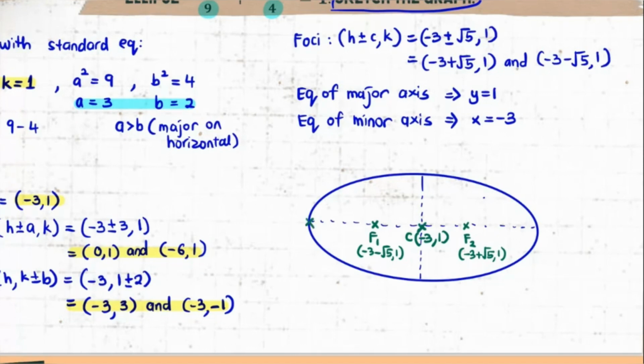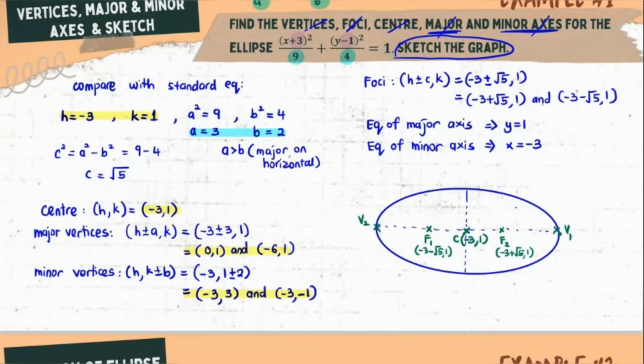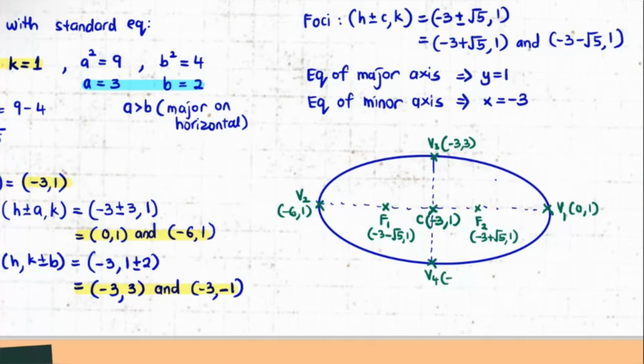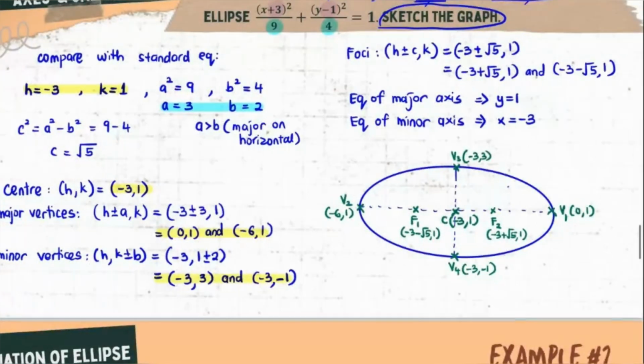And then kita ada major vertices yang saya akan label sebagai V1 and V2. Tak kisah pun mana-mana, V1 belah kanan ke, V2 belah kiri ke, tak kisah. Yang penting koordinat dia tu kena betul. So belah kanan 0, 1. Belah kiri adalah negative 6, 1. And then kita kena ada koordinat untuk minor vertices kat atas ni, V3 dengan V4. So V3 minor vertices kita kat atas negative 3, 3, dan dekat bawah adalah negative 3, negative 1. Okay, so now kita dah label everything. Ada 7 koordinat. Last kali kena state dekat mana y-axis dengan x-axis.